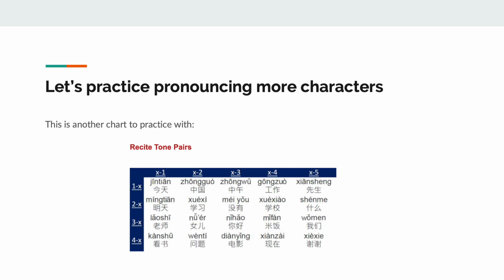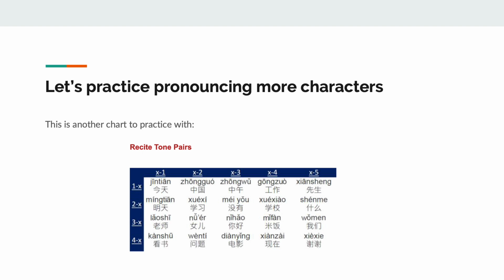Now let's read through them and also figure out their meanings. The first one is 今天, and that means today. Then 中国 means China. 中午 means afternoon. 工作 means work. 先生 means Mr. 明天 means tomorrow. 学习 means to study. 没有 means does not have.